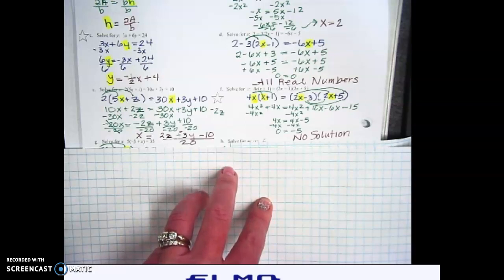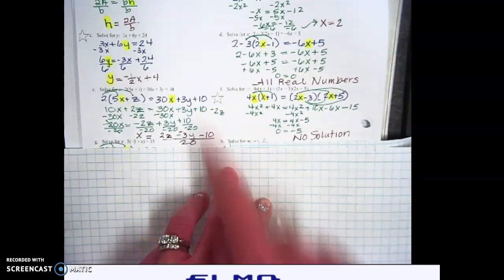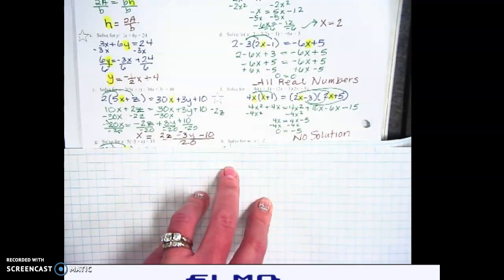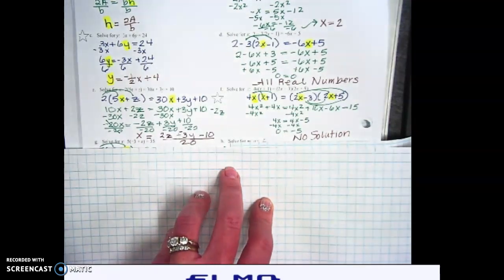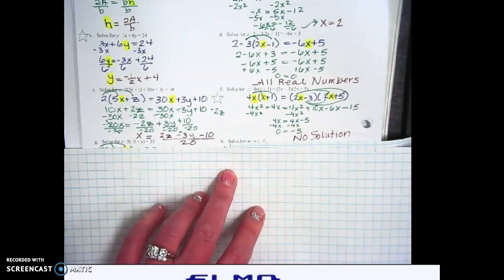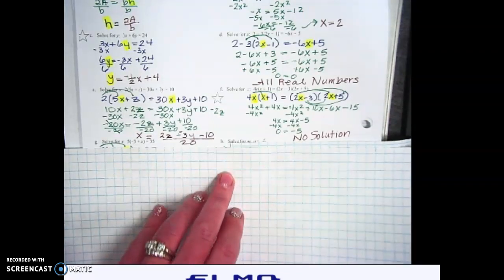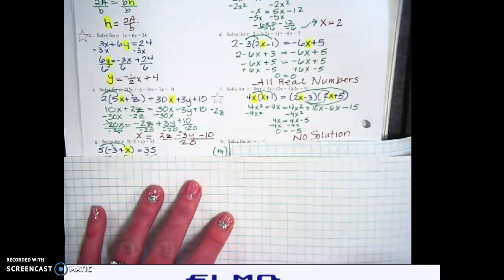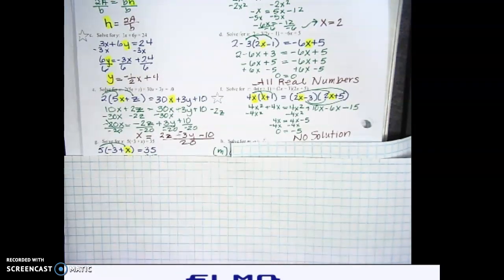Okay? So 2 weird answers. D was a weird answer and F was a weird answer. Okay, so if you get 0 equals 0, it's all real numbers. But if you get 0 equals some number that it doesn't equal, you say no solution. All right, any questions on F? All right, let's move down to G.